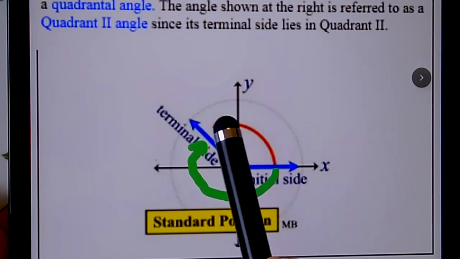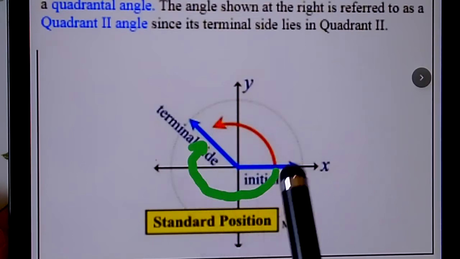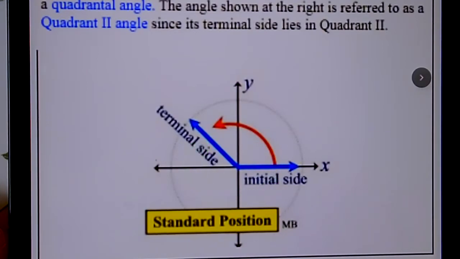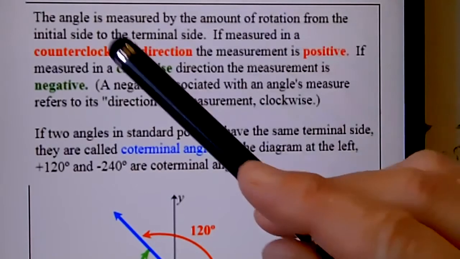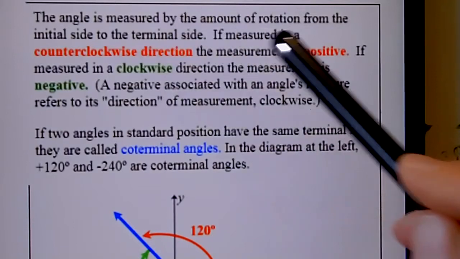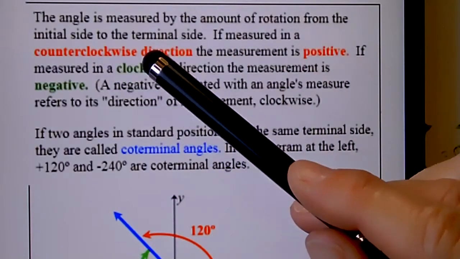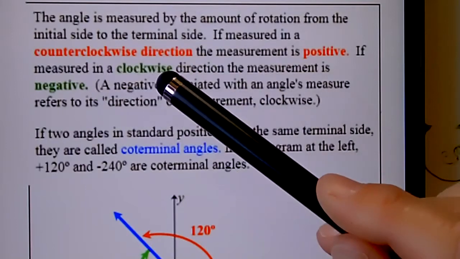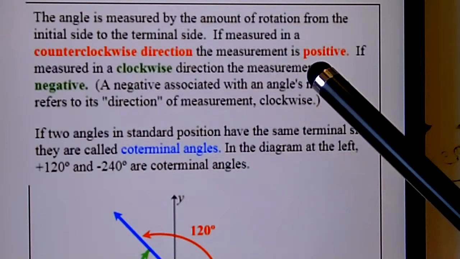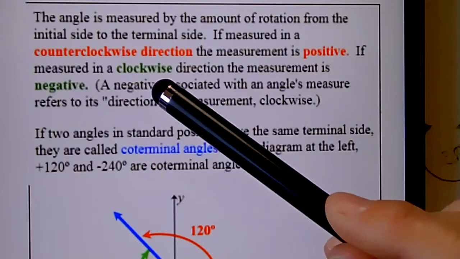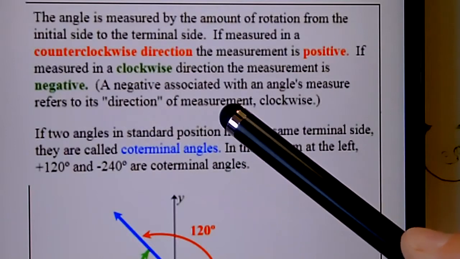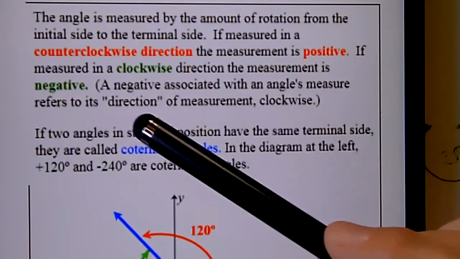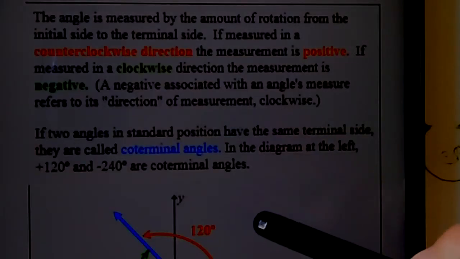So again, this one would be a positive angle. This one is going to be a negative angle, and that's in standard position. Now, the angle, like I was saying, is measured by the amount of rotation from the initial side to the terminal side. If measured in a counterclockwise direction, the measurement is positive. If measured in a clockwise direction, the measure is negative. A negative associated with an angle's measure refers to the direction of the measurement, clockwise. Okay?